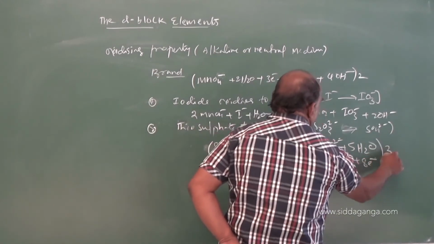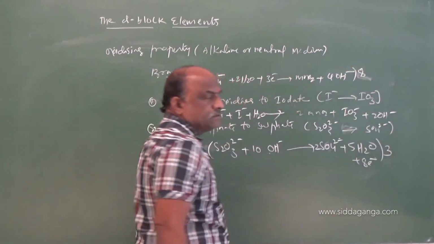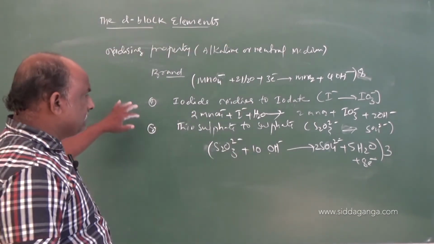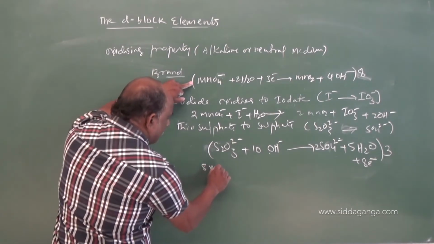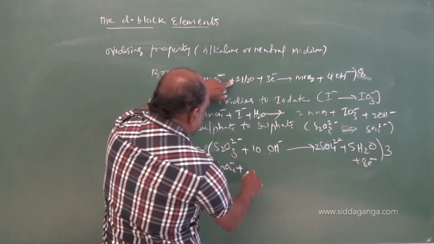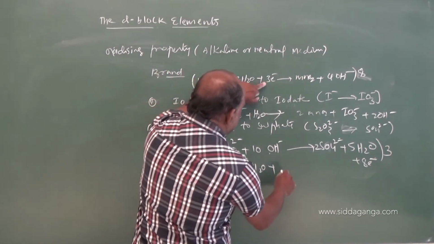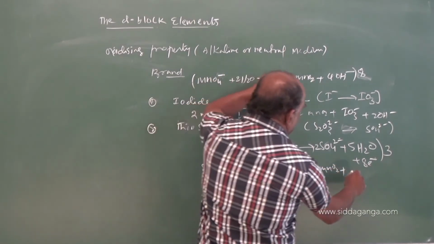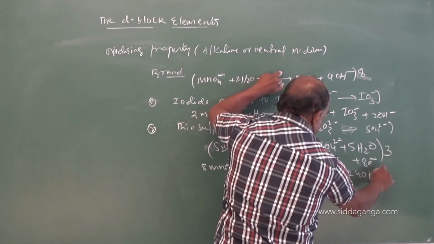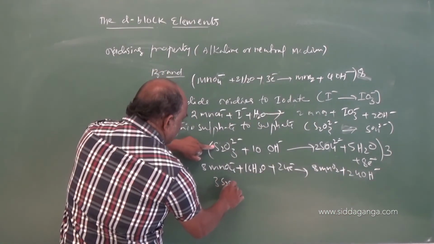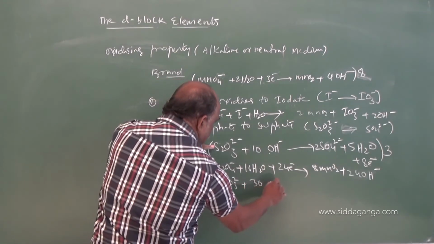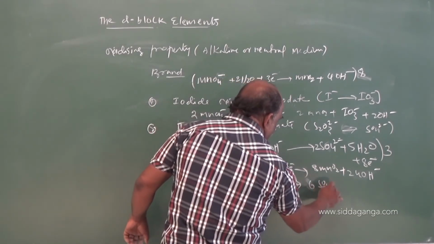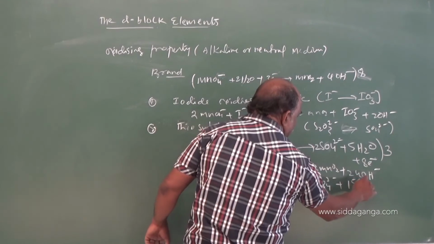So the first is multiplied with 3 and the other is multiplied with 8. So clear, students? Multiply with 3 and multiply with 8. Don't get confused while balancing. So you will get here 8 MnO4 minus plus 16 H2O plus 24 electrons gives 8 MnO2 plus 24 OH minus. And the second one is 3 S2O3 2 minus plus 30 OH minus gives rise to 6 SO4 2 minus plus 15 H2O.